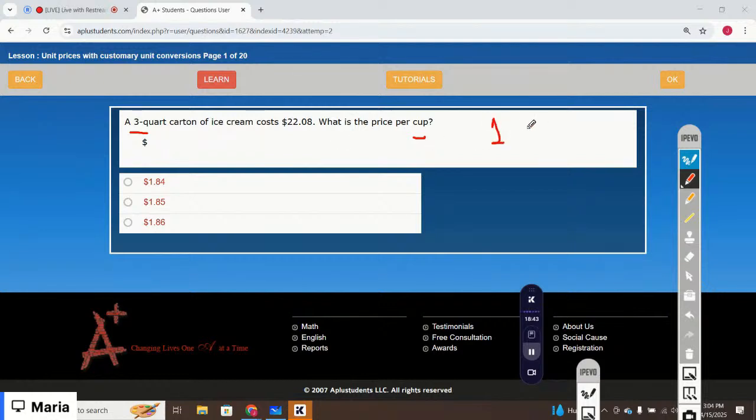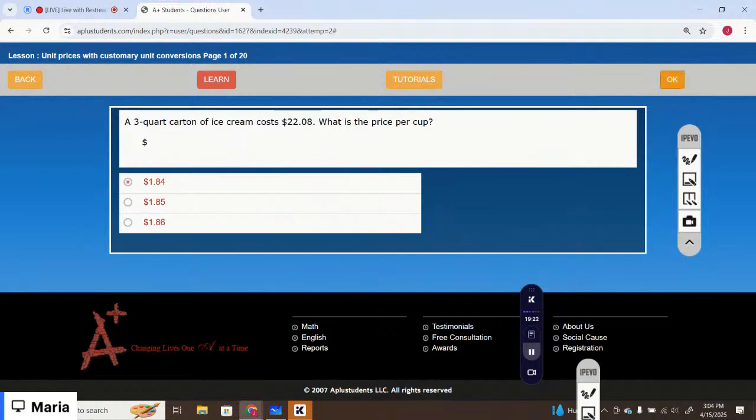4 cups, right? So 1 quart equal 4 cups. So then you have to do 3 quarts equal 3 times 4. That is 12 cups because you need to calculate it per cup. So 3 quarts means we have 12 cups. So divide 22.08 by 12, then you can have the cost per cup. 22.08 divided by 12. That is $1.84. That means the price per cup is $1.84. Option number one is the correct option.